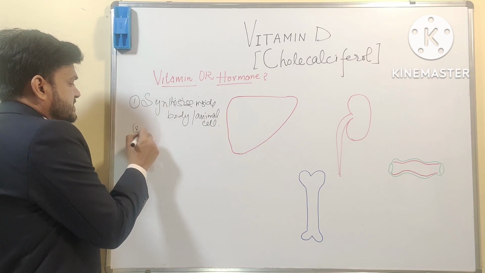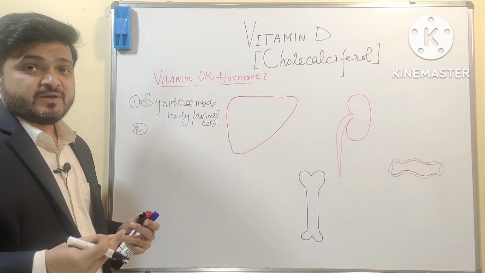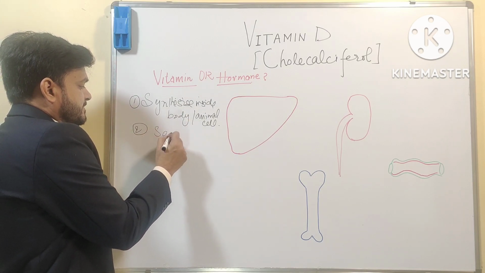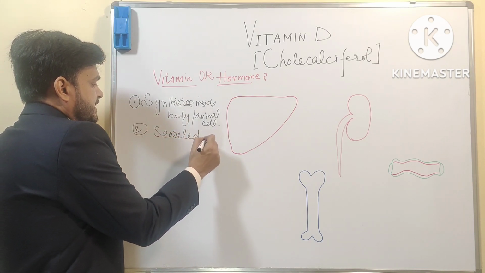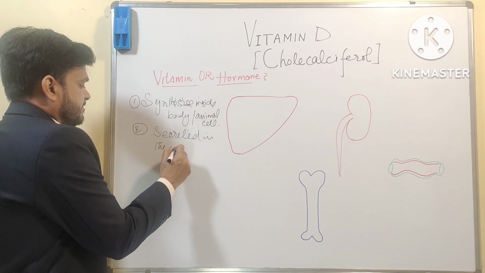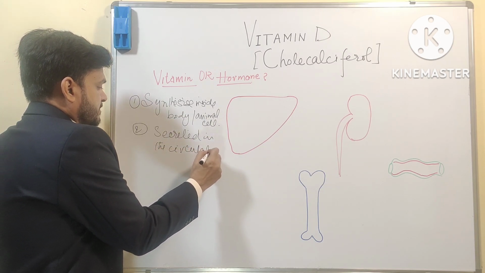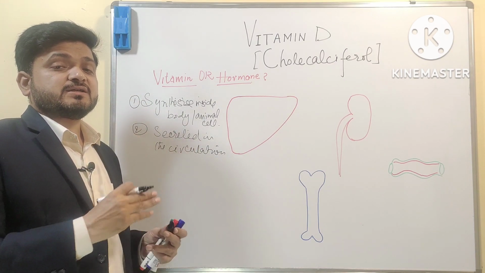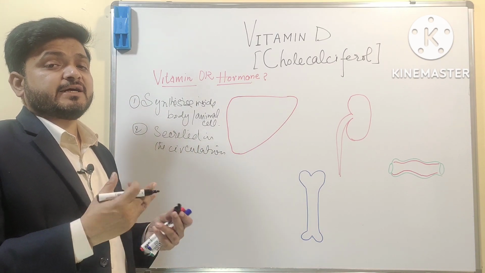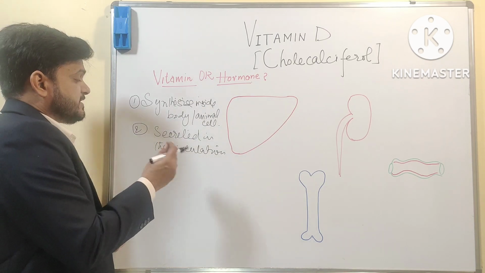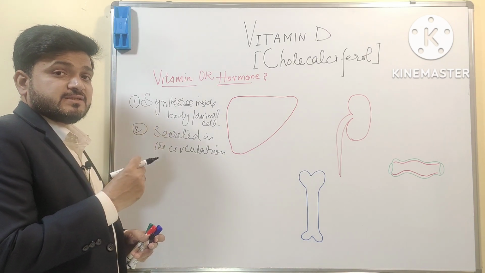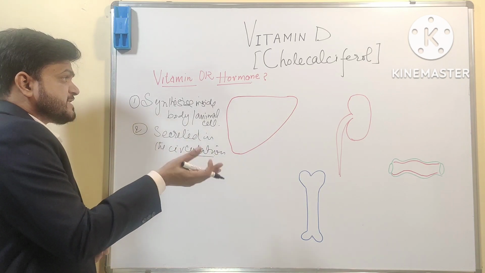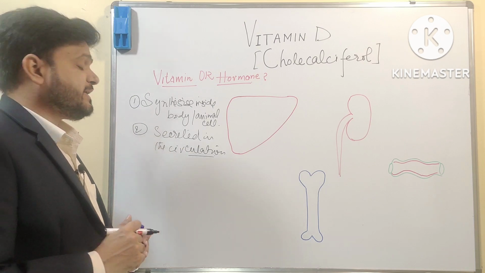The second thing which is very close to the hormone is that after the synthesis it is secreted in the circulation. Again, this is a property of hormones: somewhere in our body, like the pituitary gland or thyroid gland, wherever it is produced, first it has to be synthesized in the cell and then it has to be released into the circulation or systemic circulation. The same thing happens in the vitamin D case also.